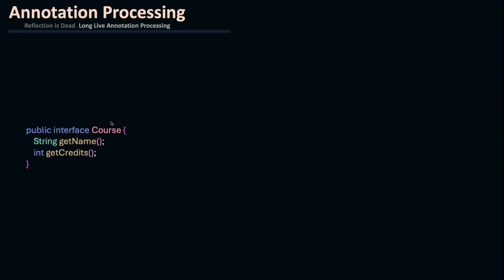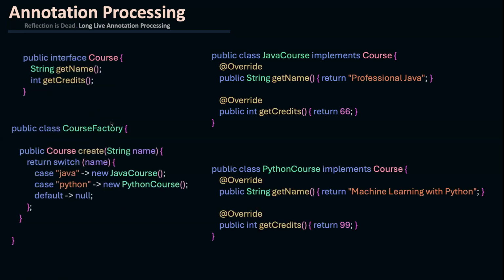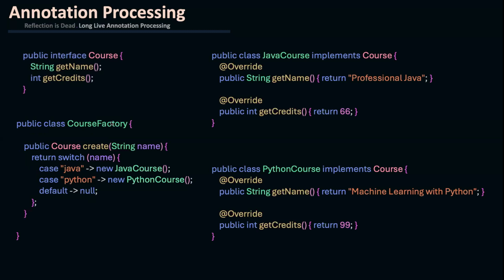So let's imagine a situation where we have an interface Course and two implementations, Java and Python course, and then we need to create a factory that creates them both. That's a very standard scenario. The only problem with such a scenario is that your code base violates the open-closed principle.